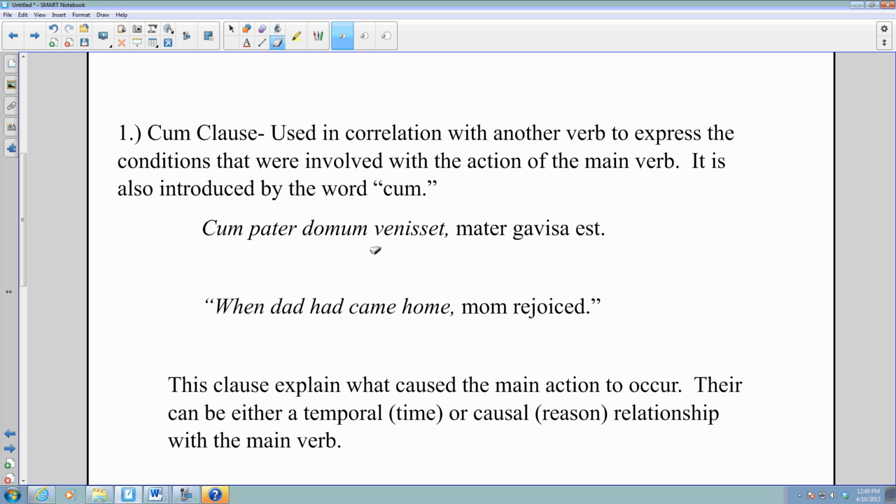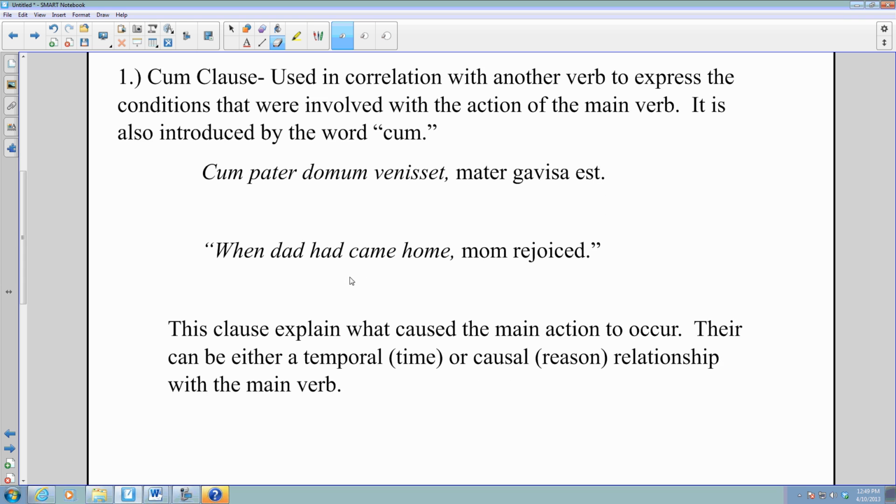If you want to get more technical with it, that's whenever you can decide which tense before the main verb you want to use. The reason this is a cum clause is that it explains the cause, what caused the main action to occur. Dad came home, and because of that, mom rejoiced.